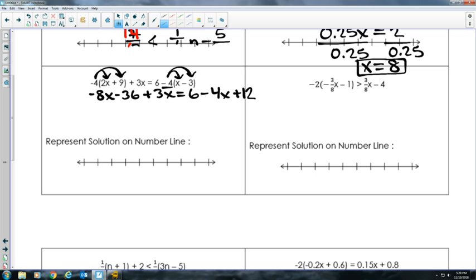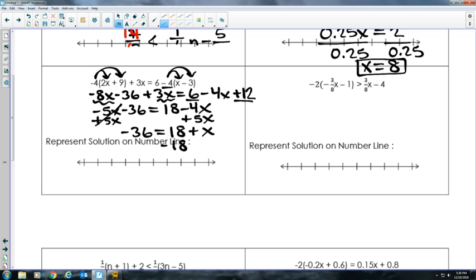Combine our like terms. We have an 8x and 3x. Leave you with negative 5x minus 36 equals 6. I'm sorry, let's combine our 6 and 12 here. 6 and 12 is 18 minus 4x. Move our variables. Let's add 5x to both sides. These cancel. Negative 36 equals 18 plus x, minus 18 on both sides. And negative 36 is negative 54.